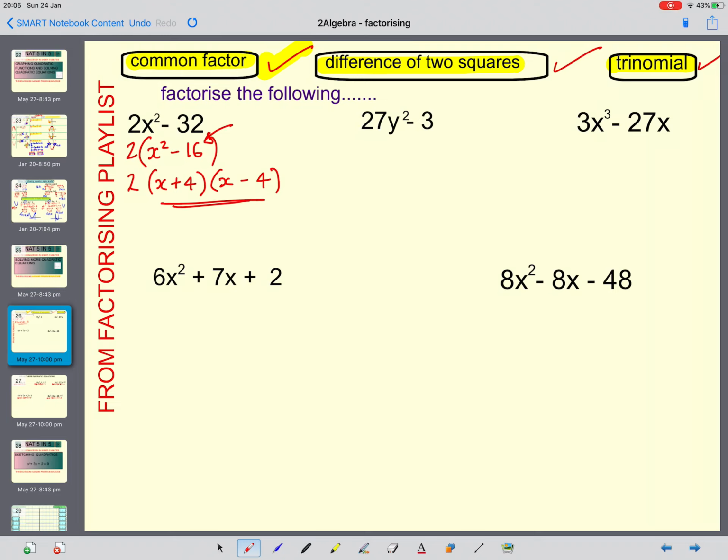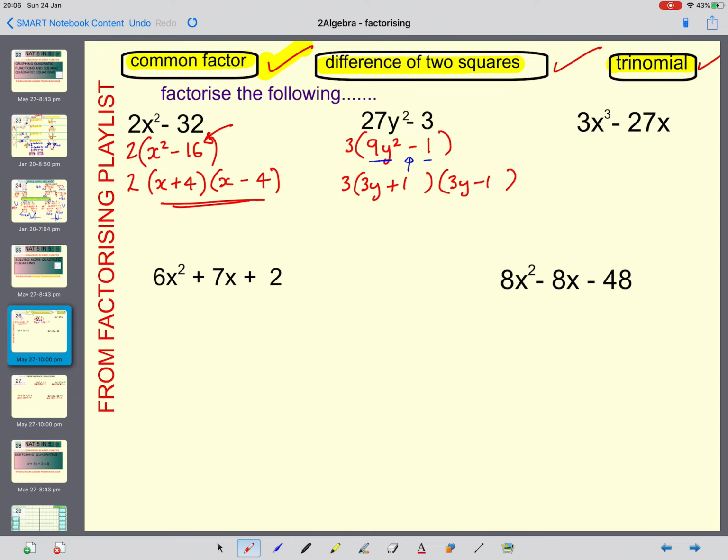Next one, again, always try and do the common factor. I'm going to take a factor of 3 out. So in the brackets becomes 9y squared take away 1. And again, this one also becomes a difference of 2 squares. You've got a squared term here and a squared number here, and you've got a difference, a take away in the middle. So it's a difference of 2 squares. That's really where the word comes from. So you're going to apply your knowledge of that. It's going to factorise into 2 brackets: 3y add 1 and 3y take away 1.